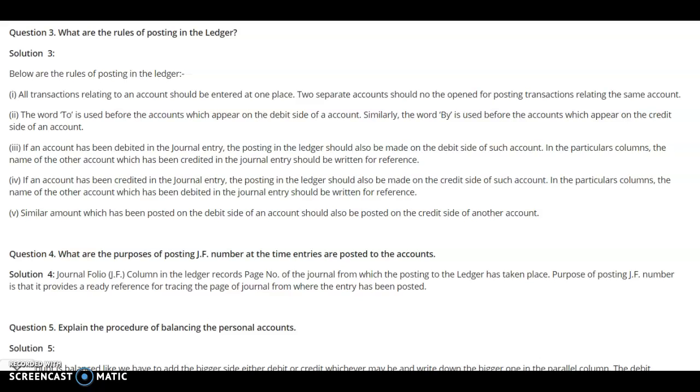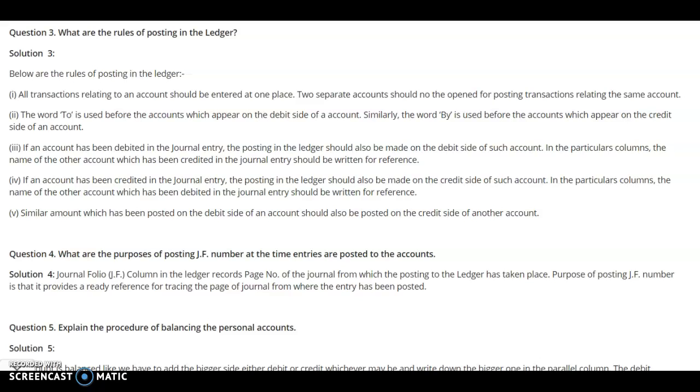Likewise, in the next point it says, if an account has been credited in the journal entry, the posting in the ledger should also be made on the credit side of such account. In the particular column, the name of the other account which has been debited in the journal entry should be written for reference. So automatically, as we did in the third point, in the same way we will do through the fourth point.